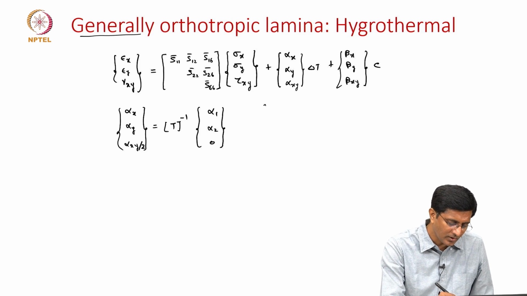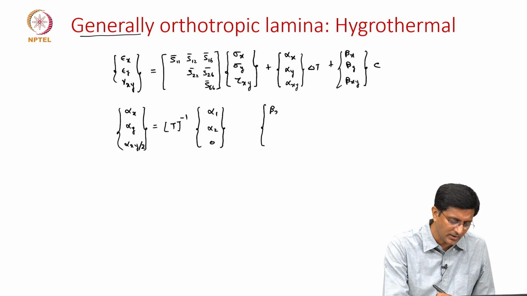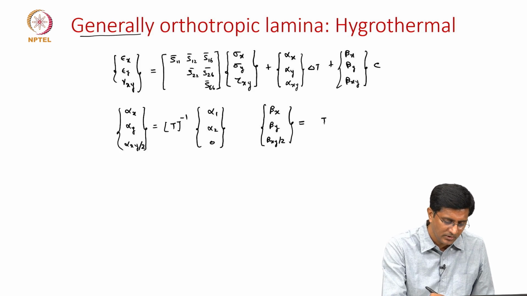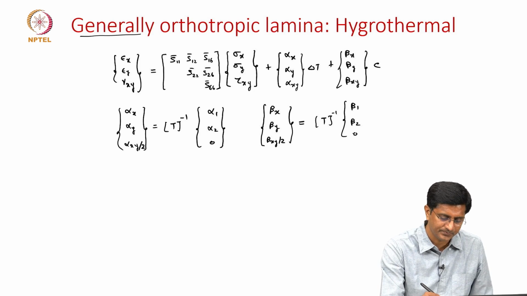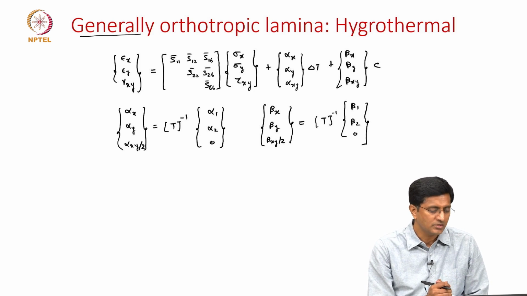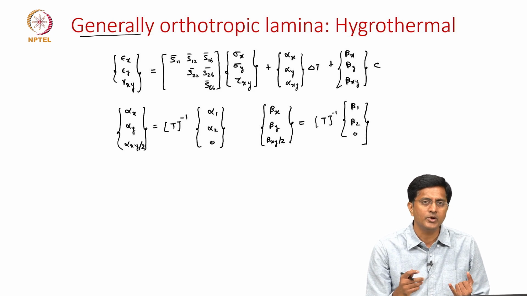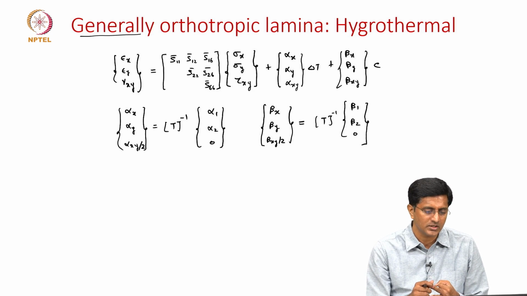And the same thing applies for the CHE, or the coefficient of hygroscopic expansion, where we write it as beta x, beta y, and beta xy by 2, is given in terms of inverse transformation matrix times these beta values, beta 1, beta 2, 0. So this stress strain relation should help us to find the stresses and strains where a combination of mechanical loads, thermal loads, as well as the hygroscopic loads are involved.